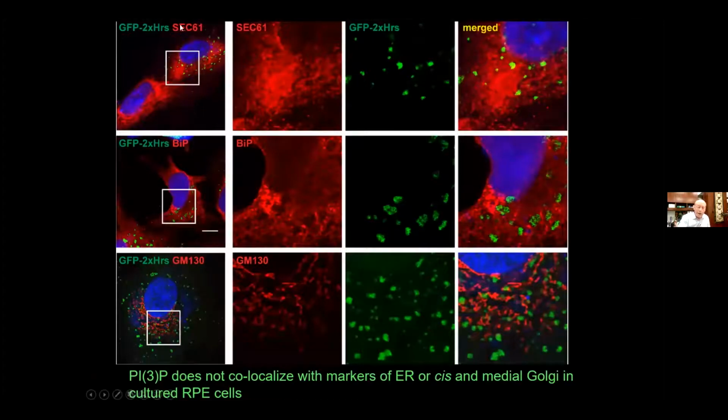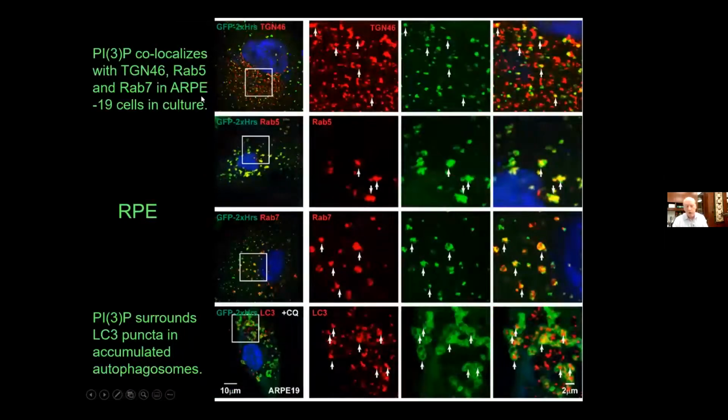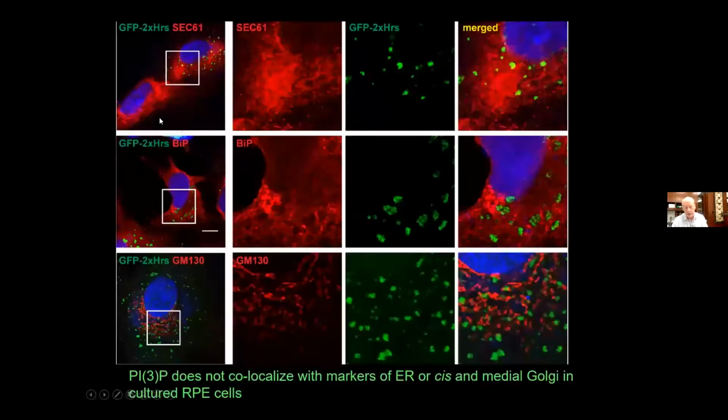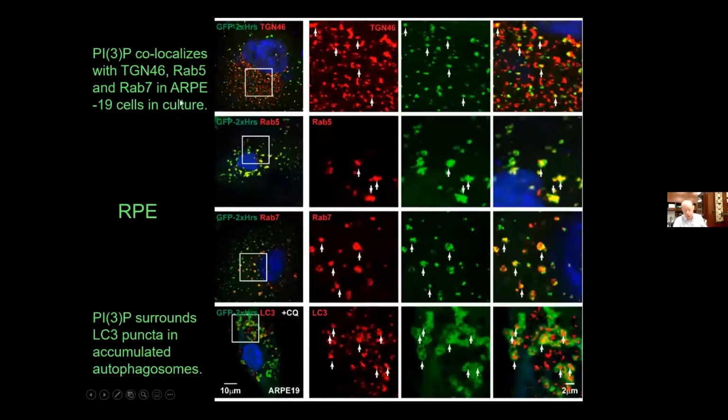If we look at markers of the endoplasmic reticulum, those do not co-localize with PI3P, nor does GM130, a marker of the cis and medial Golgi. But if we look at the trans Golgi marker, TGN46, or RAB5, there is co-localization, and the endosomal markers RAB5 and RAB7 also co-localize with PI3P.